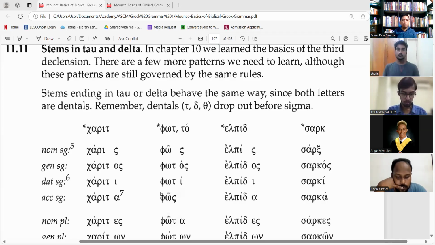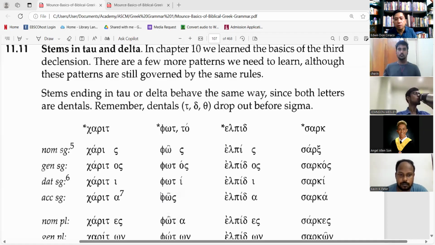So caritos, caris, caritos, cariti, carita. You remember the word charity? That's the English word charity. So the word charity comes from caritos, okay? We know that caritos is caris in the genitive.